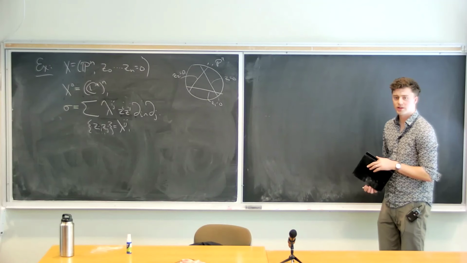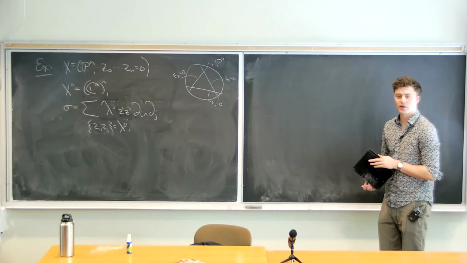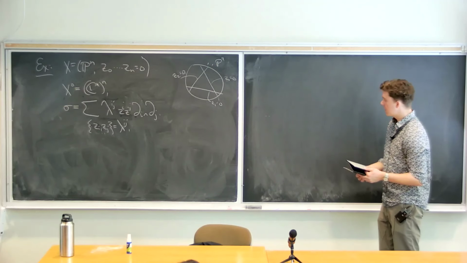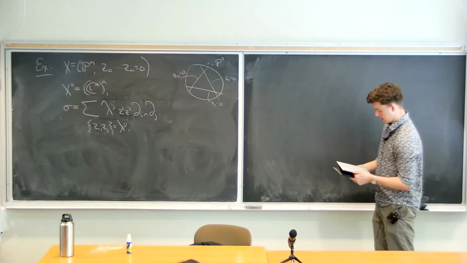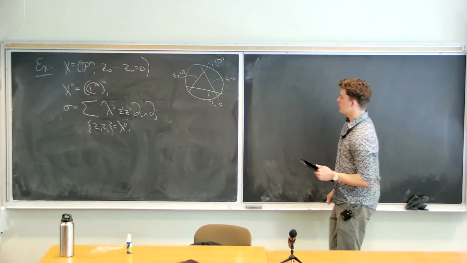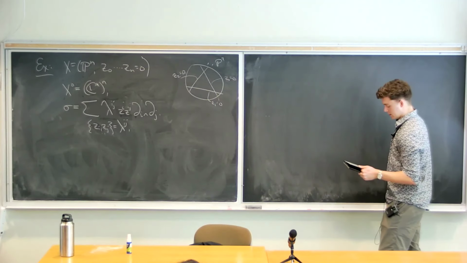I'm ashamed about how little geometric representation theory I know. I don't know what the Poisson structure on the flag variety looks like. Yeah, we can talk about it after. So this is the main example I want to think about today.